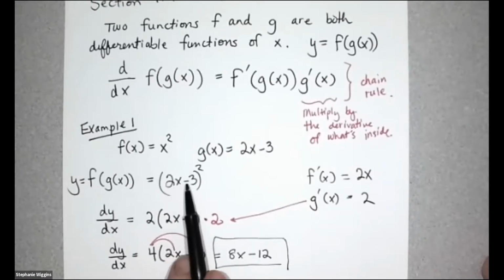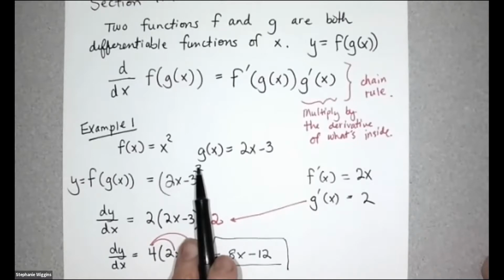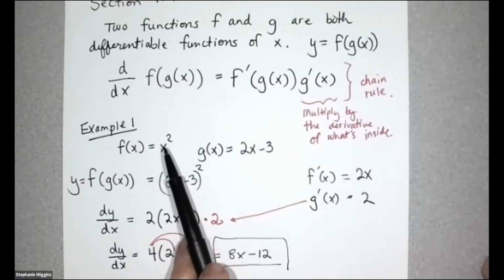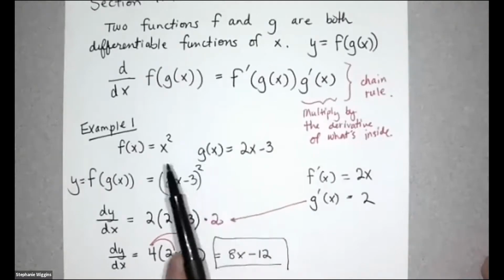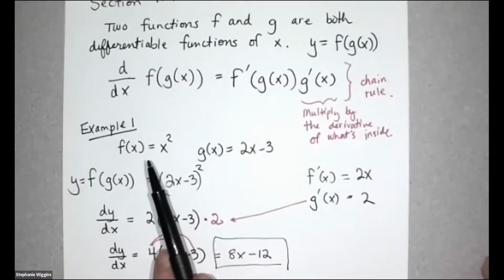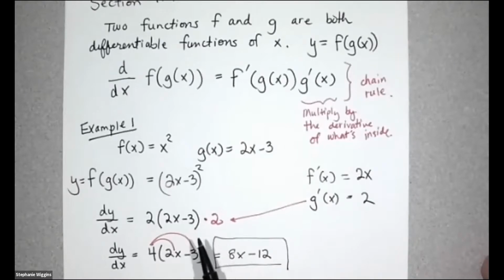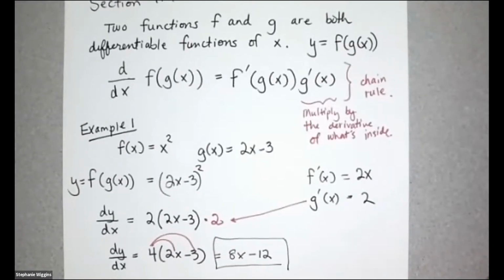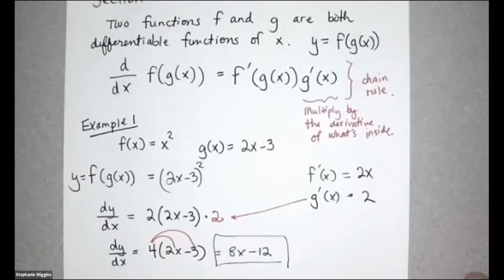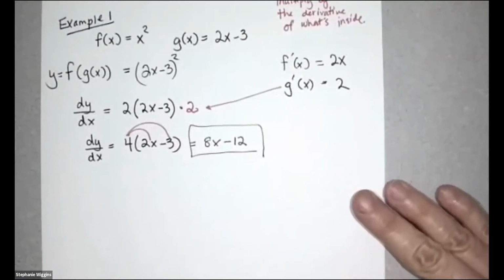Here's the composition, 2x minus 3 inside the square function. f is the square function, g is the 2x minus 3. So this is the inside function, and I call this the outside function, if you will. Now, notice that this (2x minus 3) squared, I could have multiplied this out first and then taken the derivative using the power rule for polynomials. So let me show you another way of taking the derivative of this.